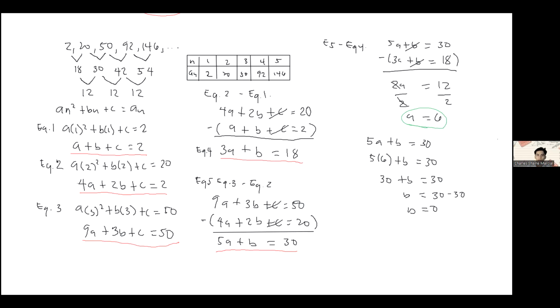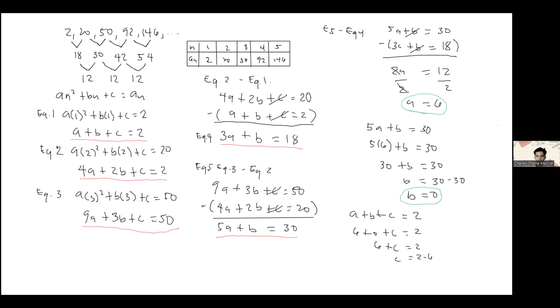Now let's find the value of c. Ngayong meron na tayong a and b, gagamitin na natin yung formula ng equation 1. So we have a plus b plus c is equal to 2. Okay. So 6 plus 0 plus c is equal to 2. And then 6 plus 0 is 6. So we have 6 plus c is equal to 2. Then ilipat natin si 6. So magiging negative na siya. And the answer is 2 minus 6, that is equal to negative 4.